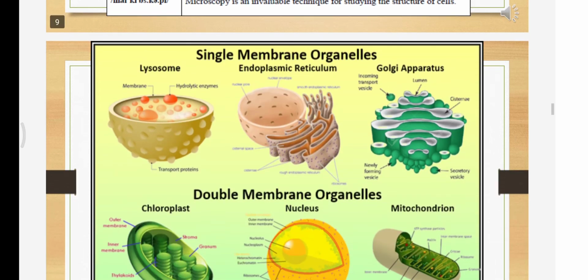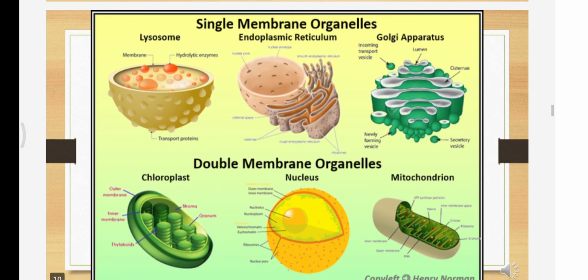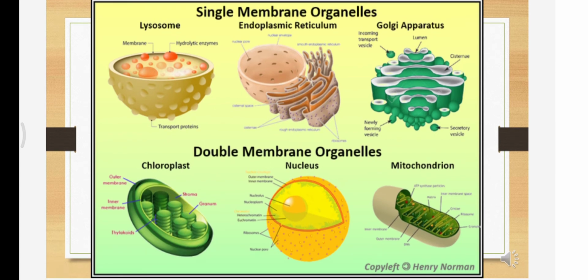And on the next slide I speak about membrane organelles. We divide them into single membrane and double membrane organelles. Single membrane organelles consist of lysosome, endoplasmic reticulum, and Golgi apparatus, and double membrane organelles are chloroplast, nucleus, and mitochondrion.